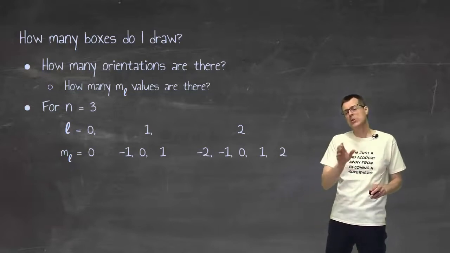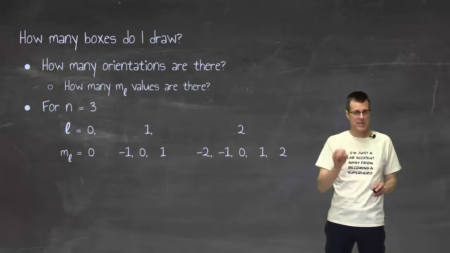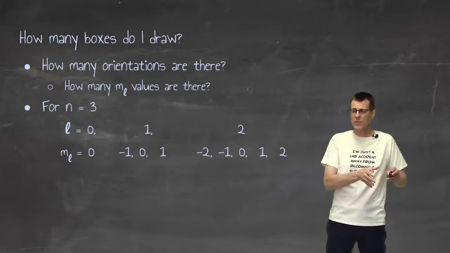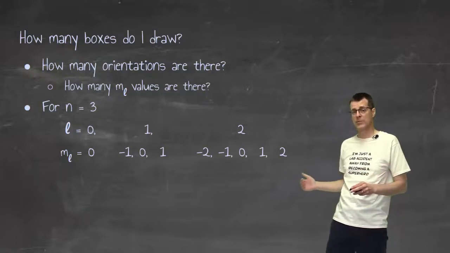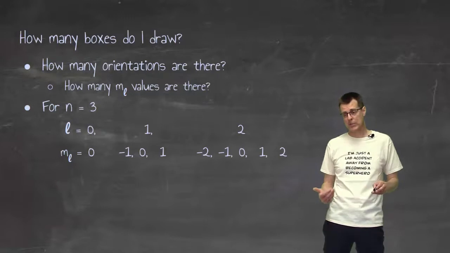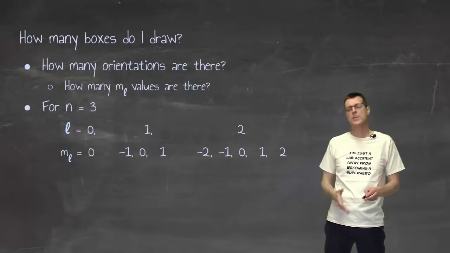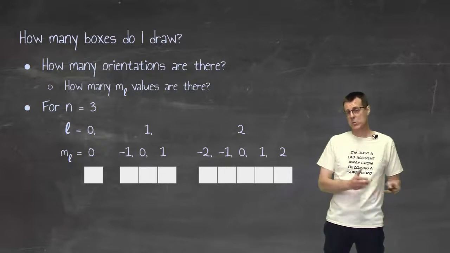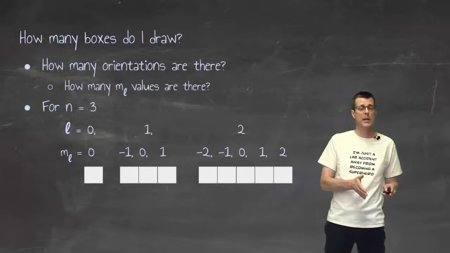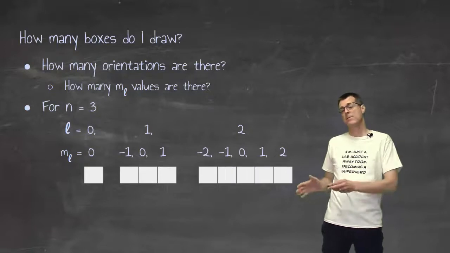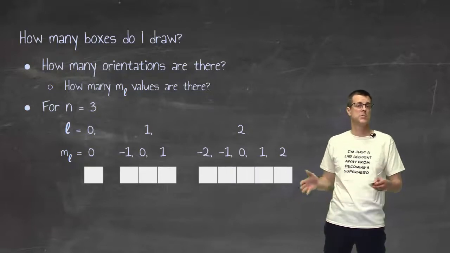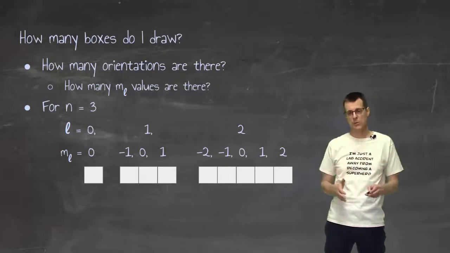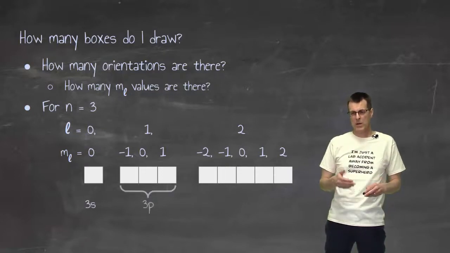Okay, for each value of m sub L, I need an orbital, because that's a different orientation. They're all coming from different sub-energy levels. And so I'm going to draw boxes based on the number of m sub L values. One m sub L value, 1 box. 5 m sub L values, 5 boxes, where each box represents an orbital within a particular orientation. Okay.